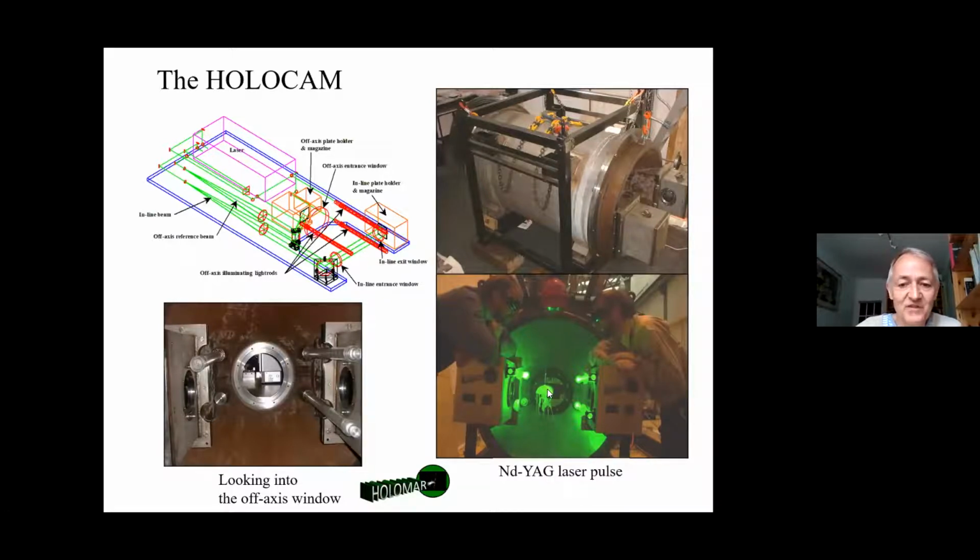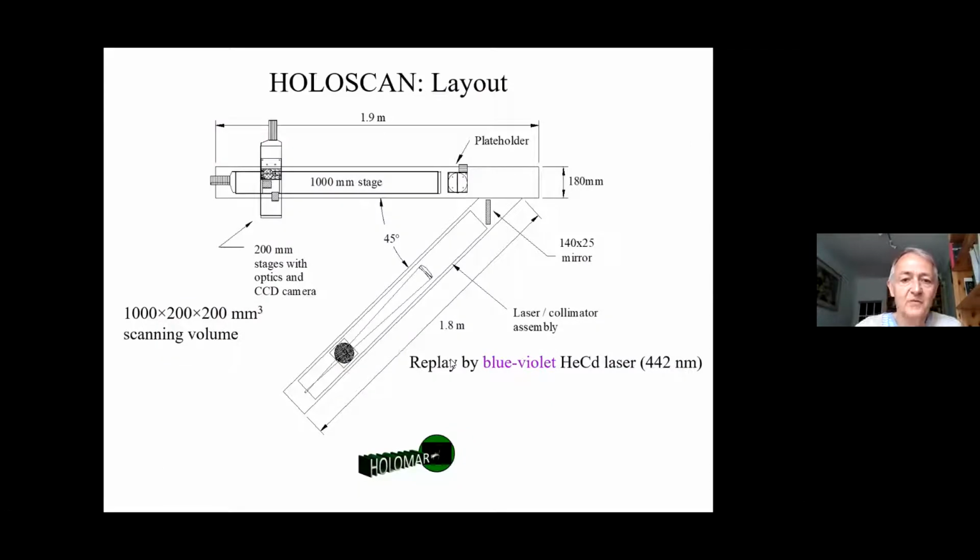So if that was there, that would not record on the inline, it would just block all the light, but we would get an off-axis hologram image. Once again, my major contribution was to build a replay machine. This time I have to replay both off-axis and inline, not simultaneously, but separately.